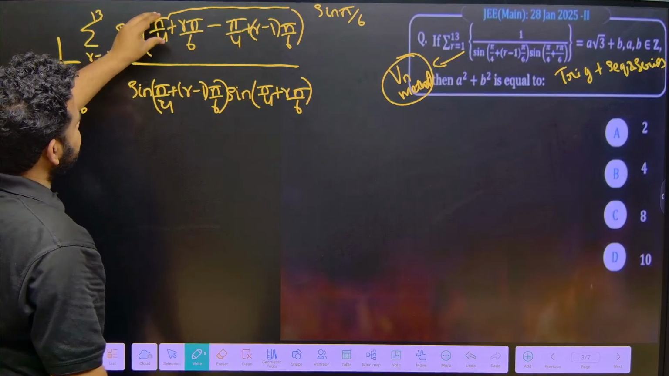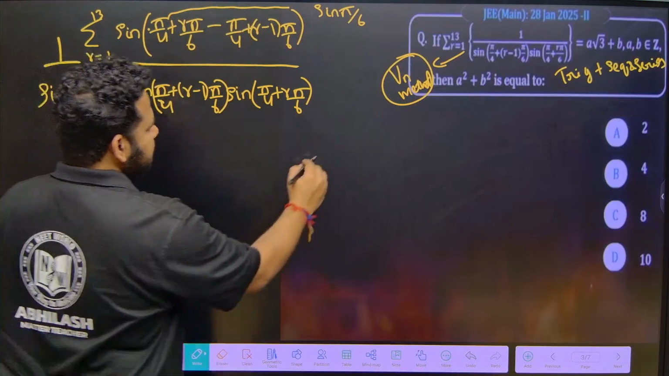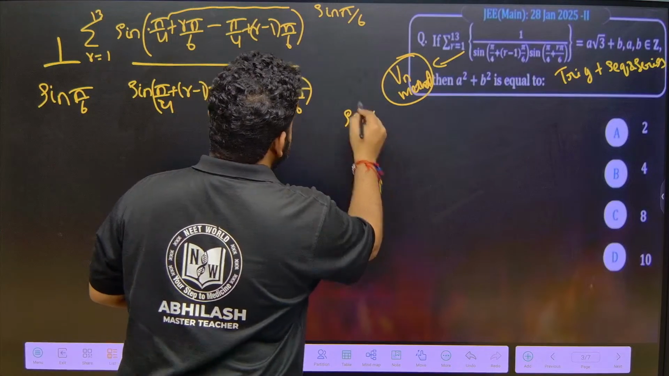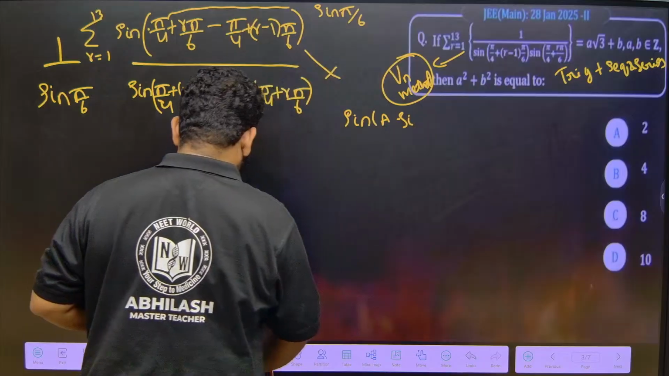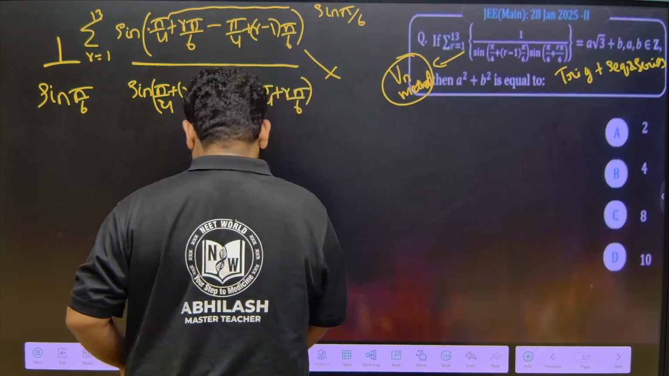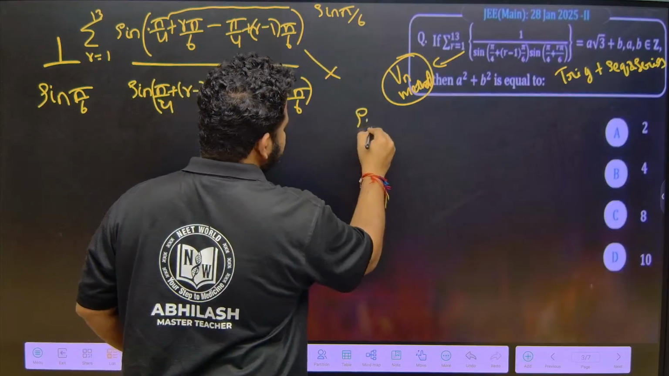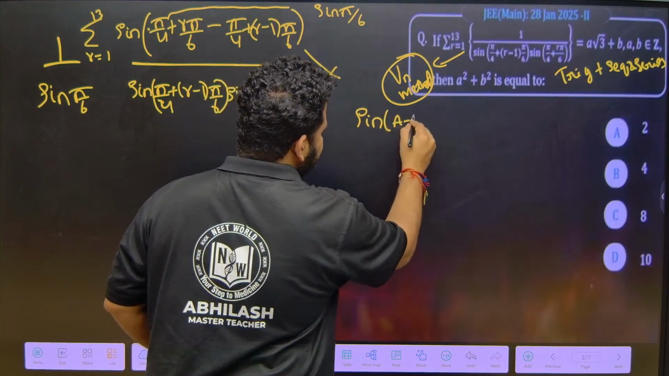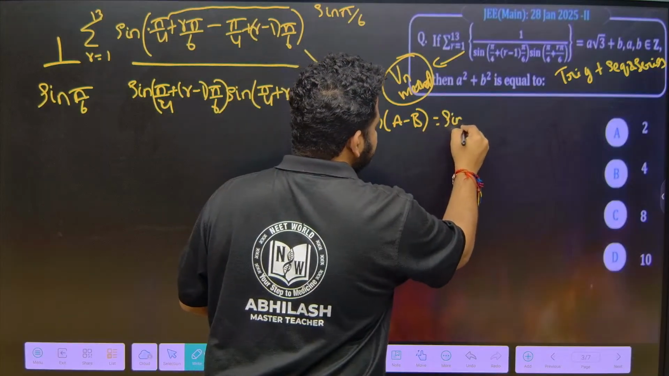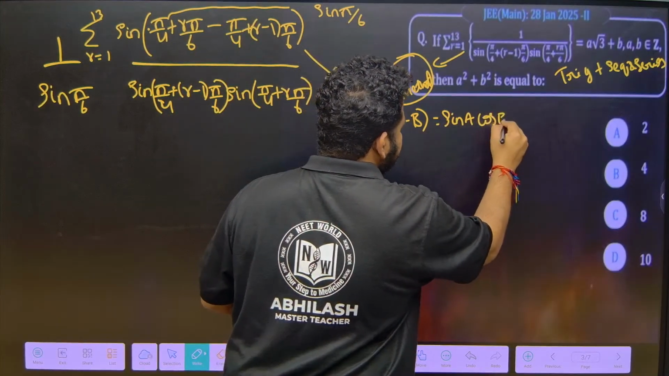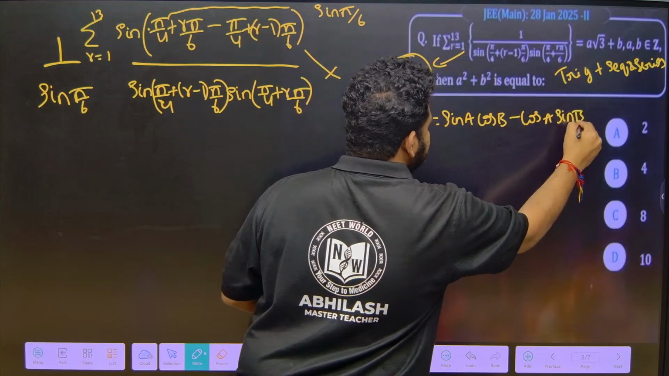So this is nothing but sin of A minus B. This is the formula that we have, sin of A minus B. If you have any doubt, put it in the comment section, friends. Sin of A minus B, what is the formula? We have sin A cos B minus cos A sin B.